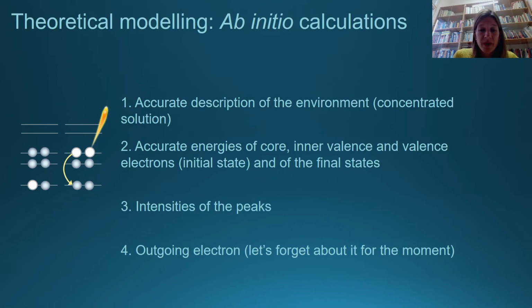To model the whole spectra, of course, we would like to model the intensities of the peaks, and in principle, it's also important to model the outgoing electron. However, modeling of the outgoing electron requires a special theoretical treatment based on scattering theory, so for the moment we can forget about the outgoing electron.